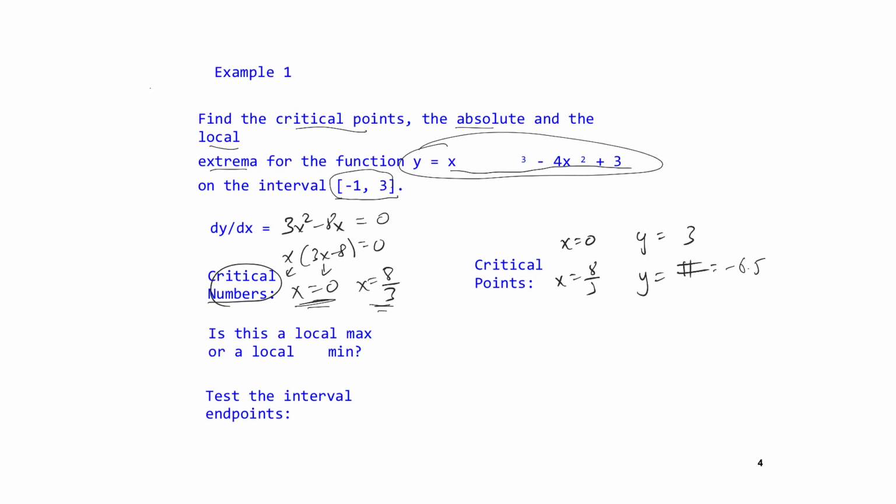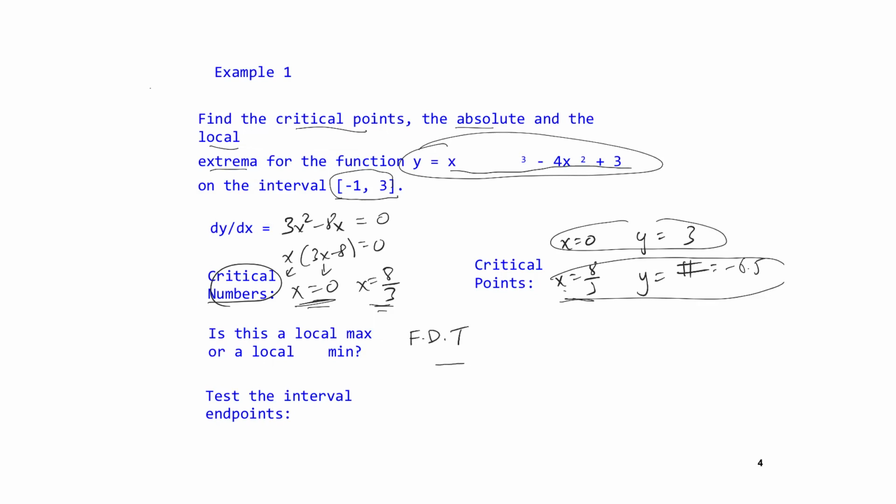All right, so the next thing we're going to do is classify them. Over here we have 2 points where we know that the slope is 0. But the question is, is it a turning point? And if so, how are you going to figure out whether it's a local max or local min? Let me introduce you to the first derivative test. First derivative test means you're going to use the first derivative.